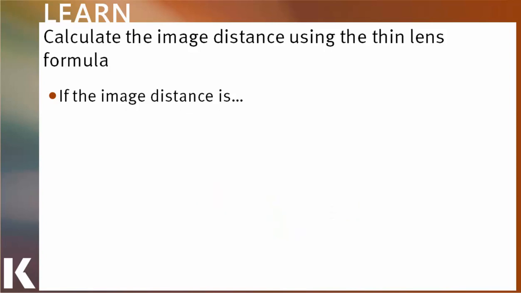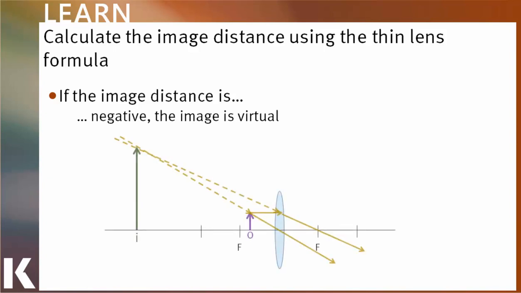Now contrast that with an image distance when it's negative. That means that it's going to be a virtual image. In this case, the light rays don't really converge there. At this point right here, we have to trace the rays back to get to our image. So again, if the light rays really converge, you have a real image, and it's positive. If you have to trace the rays back and they don't really converge, that means it's going to be a negative image distance and be virtual.